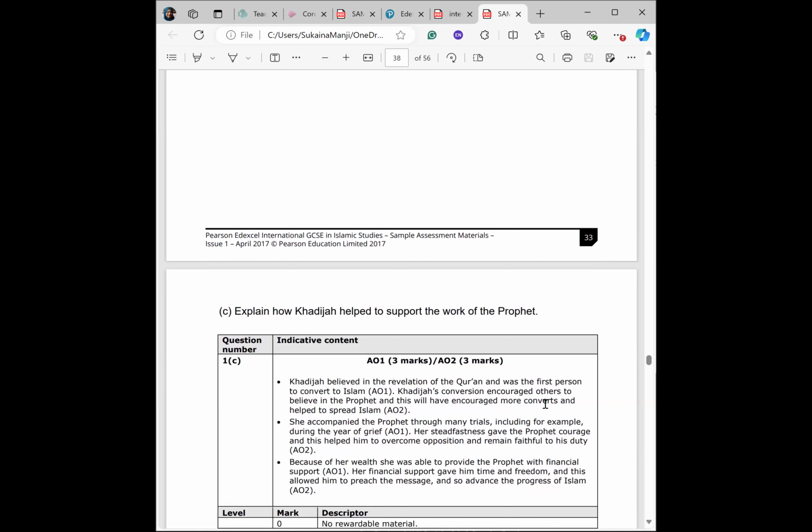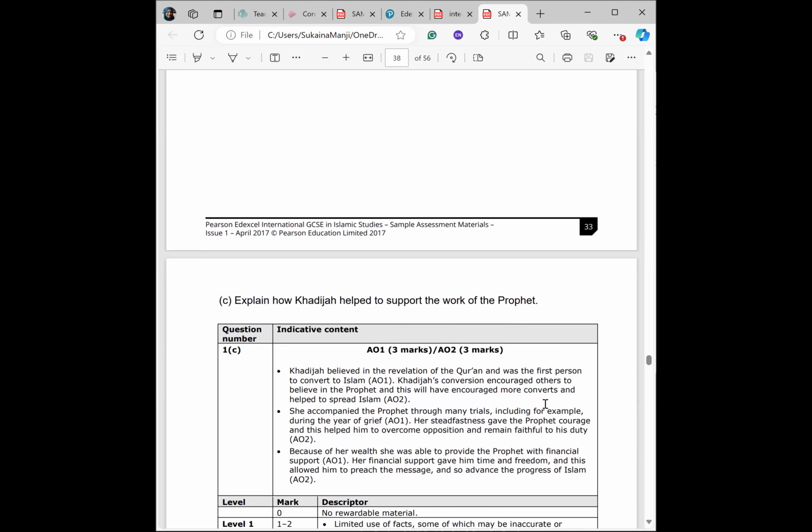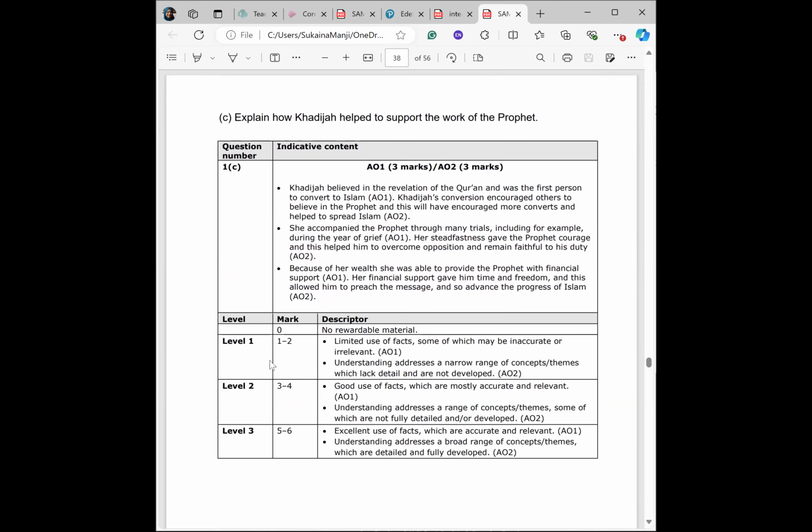We see that a best fit approach is where an answer matches different aspects of the mark bands at different levels. So here you can see the C question has 3 levels. Within each level, there are 2 marks. The mark will be the one that reflects most fairly the balance of attainment against the mark band.